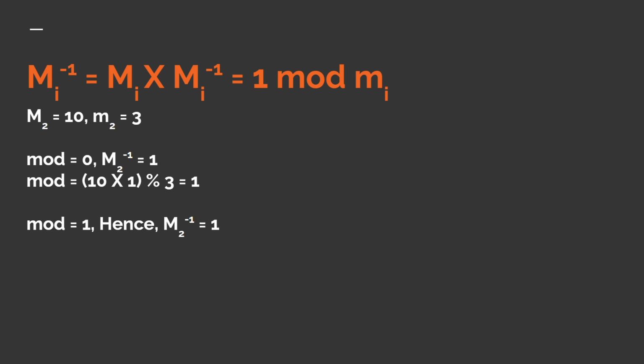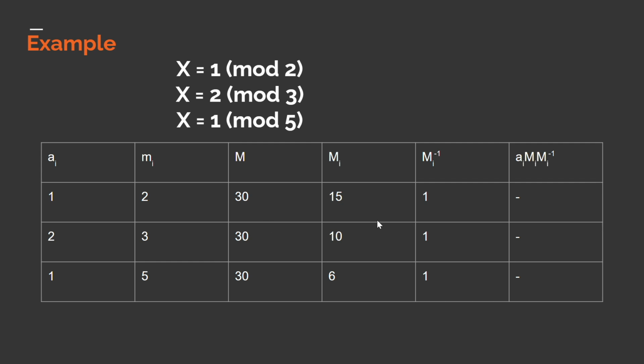Next, for M2, similarly we have 10 as the capital M2 and small m2 is 3. We'll start with 0 value of mod and M2 inverse value of 1, multiply with 10 and divide it by 3, and here we see that the remainder will also be 1, because 3 into 3 is 9 plus 1. So as we get the mod value 1, hence the M2 inverse is also 1 only. Similarly, we will find it for M3. Capital M3 is 6, small m3 is 5, and we'll start with the M3 inverse as 1. First we'll multiply 6 into 1 and divide it by 5, and in the initial attempt only we get a remainder 1, and as we get the mod value 1, our M3 inverse will also be 1. So we will fill all the Mi inverses as 1, 1 and 1.